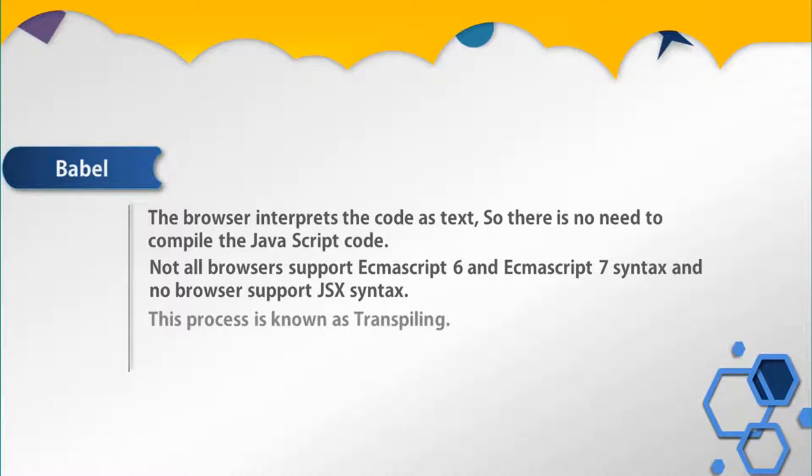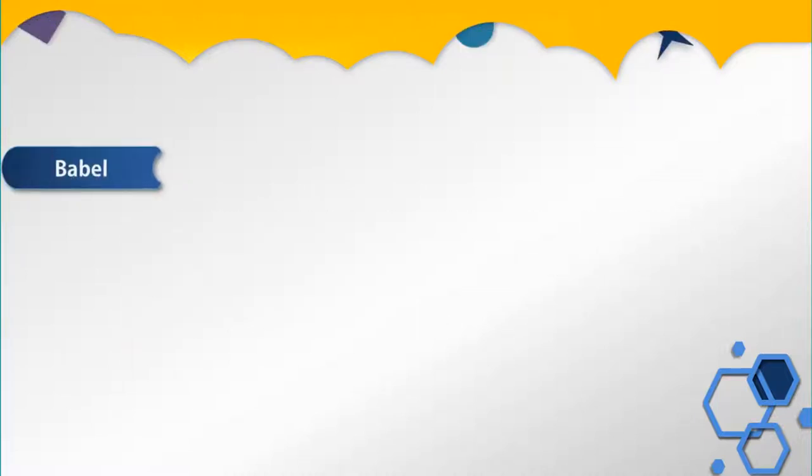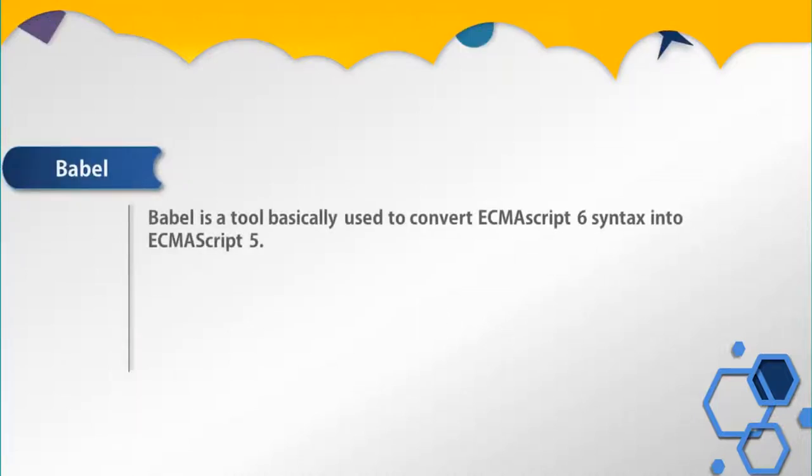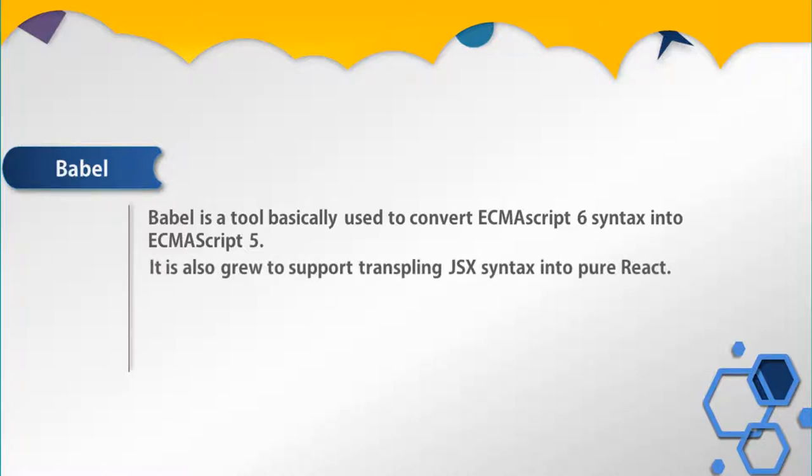that the browser can interpret. This process is known as transpiling, and it is what Babel is designed to do. Babel is a tool basically used to convert ECMAScript 6 syntax into ECMAScript 5. It has also grown to support transpiling JavaScript XML syntax into pure React.